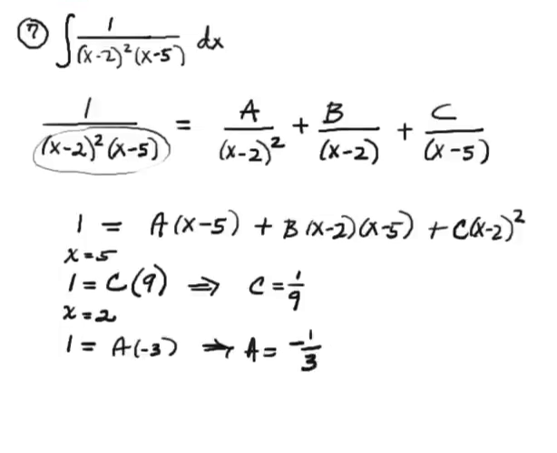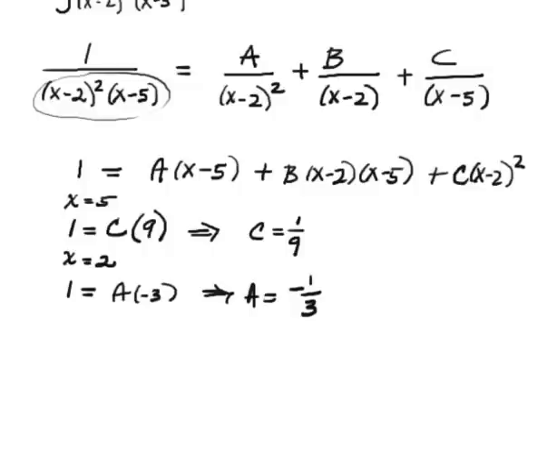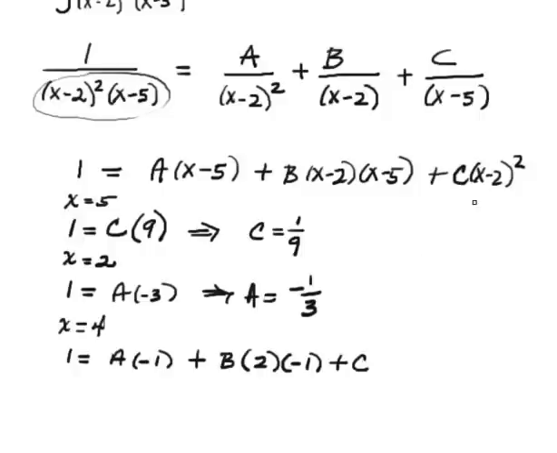And then we can choose anything at all. In order to solve for B, we can substitute in any number at all. So let's say we substitute in x = 4. All right, I chose 4 because it's close to 5 and it's close to 2. It's in between 5 and 2. So let's do that. So we have 1 is equal to A times (4 - 5), that's -1. And then we have B. 4 - 2 is 2. 4 - 5 is -1. Plus C. 4 - 2 is 2 squared is 4.